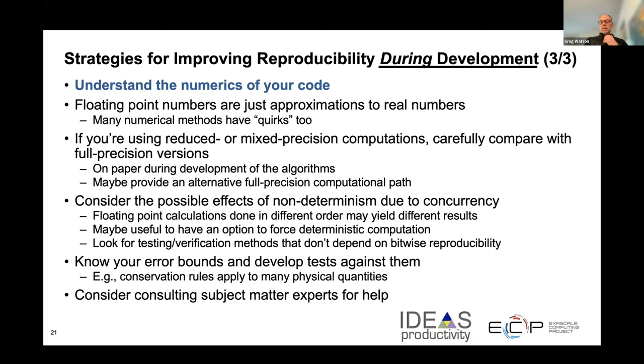There's a lot of non-determinism that can come in through using floating point numbers because of those approximations, particularly where there's concurrency, because the calculations done in different order may yield different results. There might be options to force more determinism by serializing what you're doing. But these are factors that definitely need to be considered as part of the whole reproducibility effort, knowing the error bounds and developing tests. Most high performance computing facilities typically have experts that can help with these types of issues. And so they're good things to take advantage of.